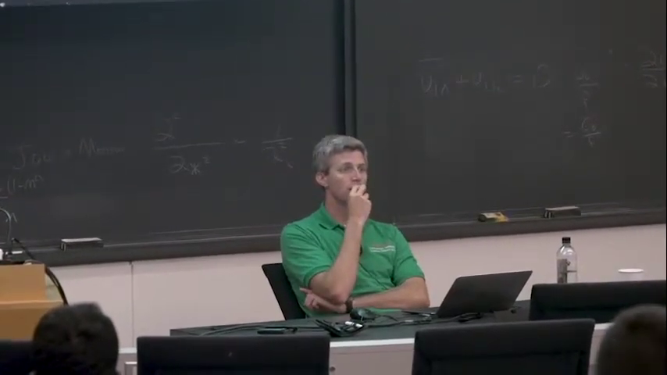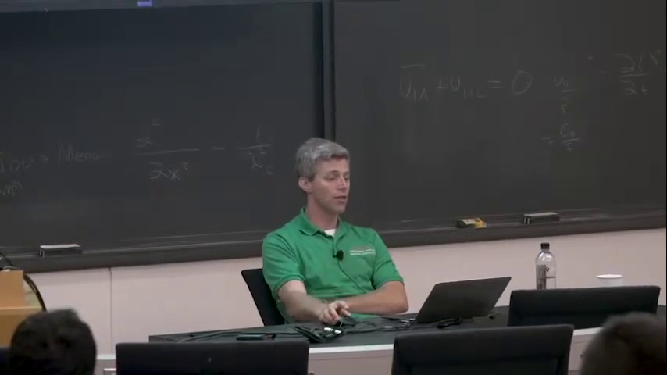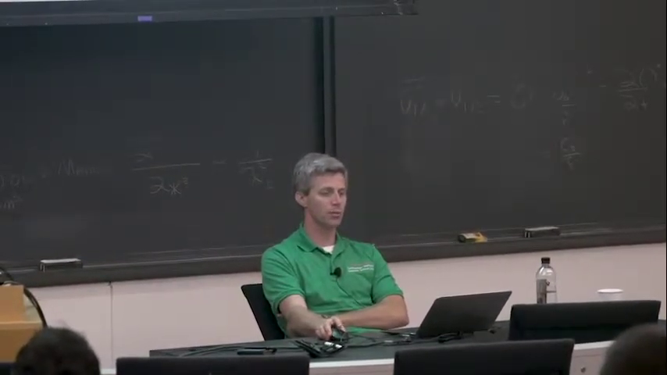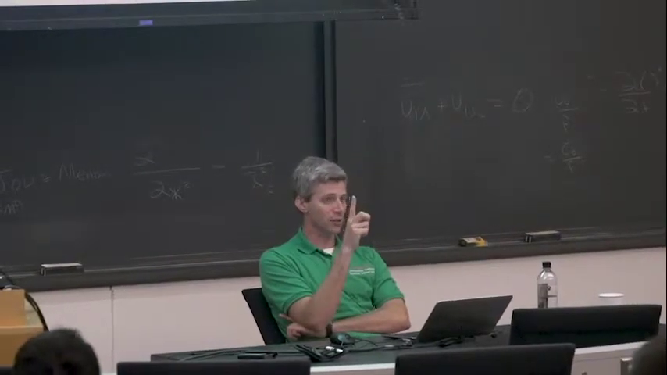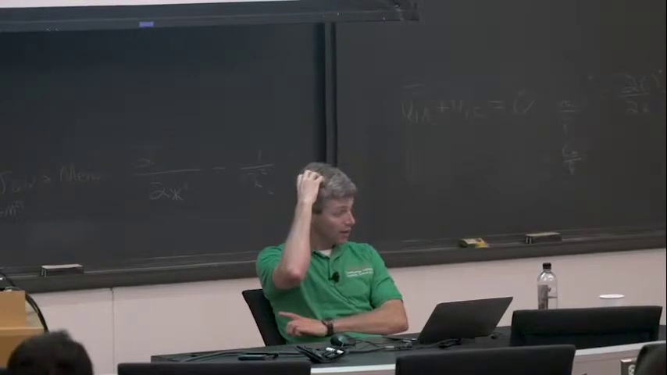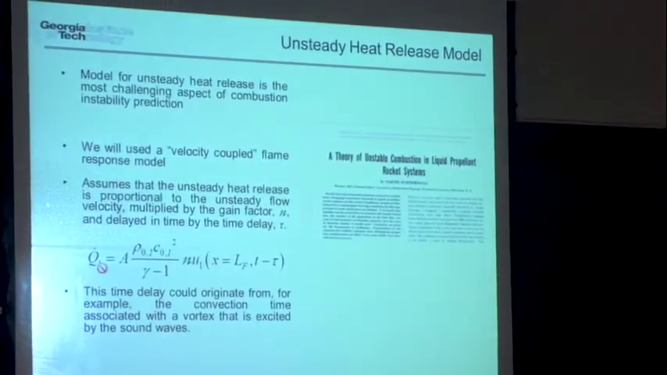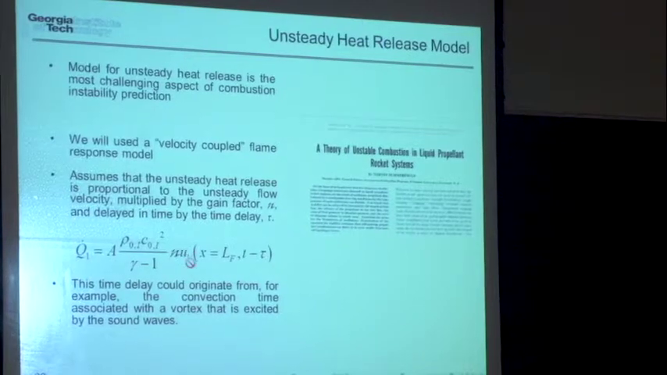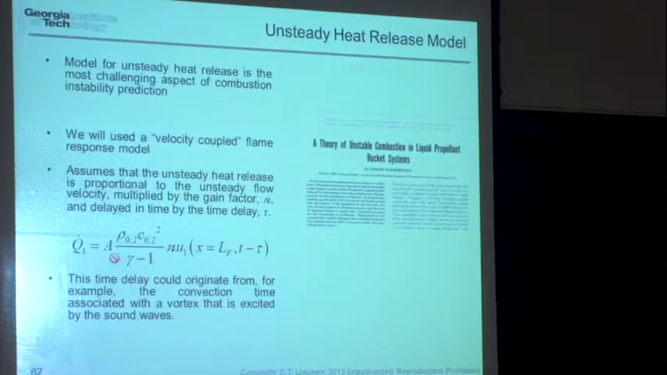Yes, sir? Is this the Crocco-Tsien model? So I'm going to now introduce the Crocco-Tsien model. But first, it was first generated in this paper from Summerfield. The next thing I'm going to do is assume that the unsteady heat release, which I'm going to call capital Q1, I already said it's sensitive to the unsteady velocity, but here's a whole bunch of normalizing constants, so just ignore those. That just makes things clean.